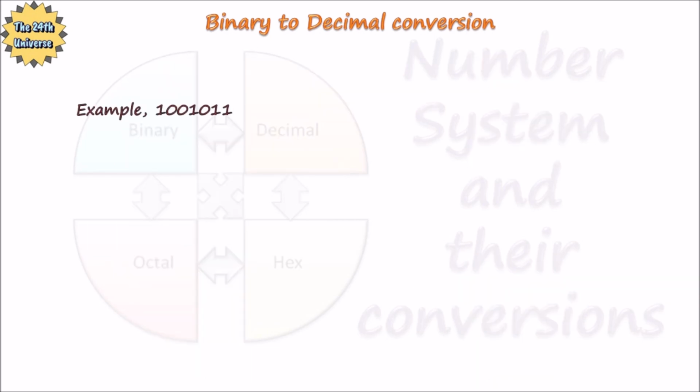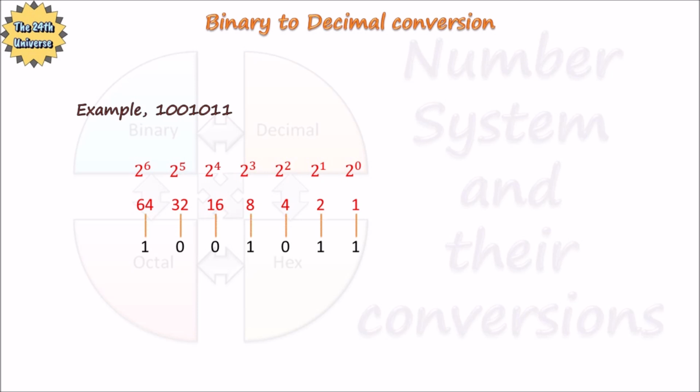We have 1001011. First, write down the binary number and above them list the powers of 2 from right to left. Expand the powers. Once you memorize the 2's power, you just have to write them: 1, 2, 4, 8, 16, 32, 64. Connect the digits in the binary number with their corresponding powers of 2. Write down the final value of each power of 2.